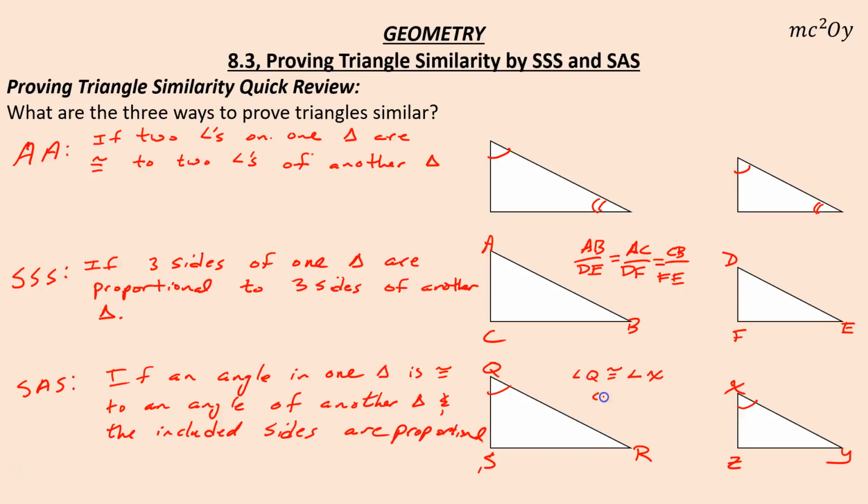And then we have QR is to XY as QS is to XZ. All right, those are the three ways. I think that's all I got now. Yep, good luck.